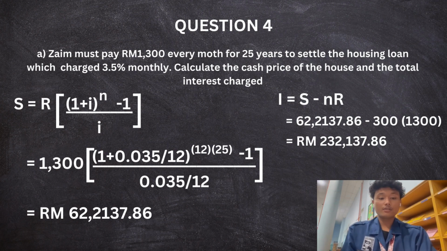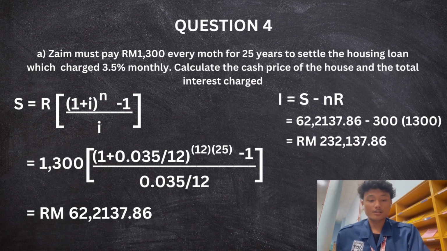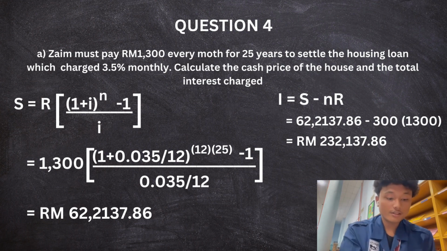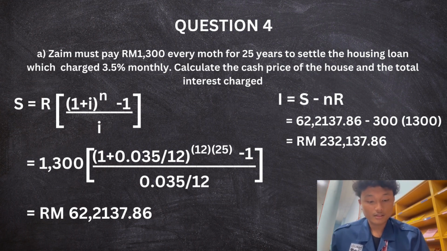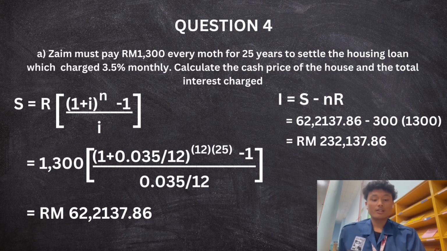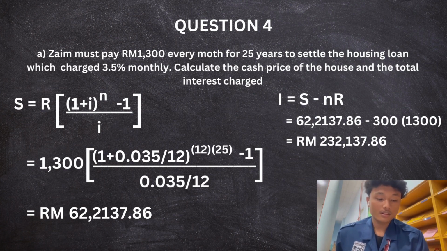After that, we calculate the total interest charge using the formula capital I equals S minus n times R, where S equals 622,137 ringgit and 86 cents, minus 300 times 1,300. Then we get the answer for capital I, which equals 232,137 ringgit and 86 cents.